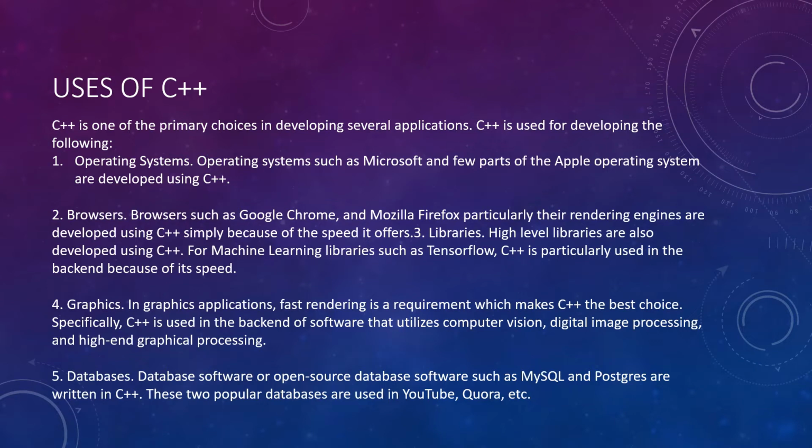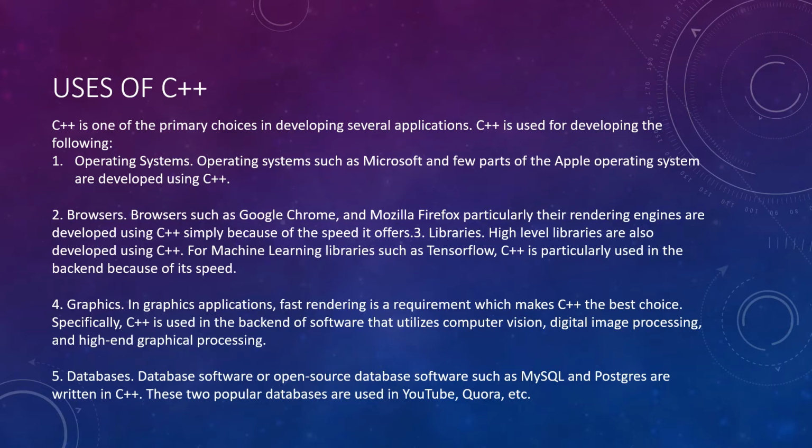Third, libraries. High-level libraries are also developed using C++. For machine learning libraries such as TensorFlow, C++ is particularly used in the back end because of its speed. Fourth, graphics. In graphics applications, fast rendering is a requirement which makes C++ the best choice. Specifically, C++ is used in the back end of software that utilizes computer vision, digital image processing, and high-end graphical processing.